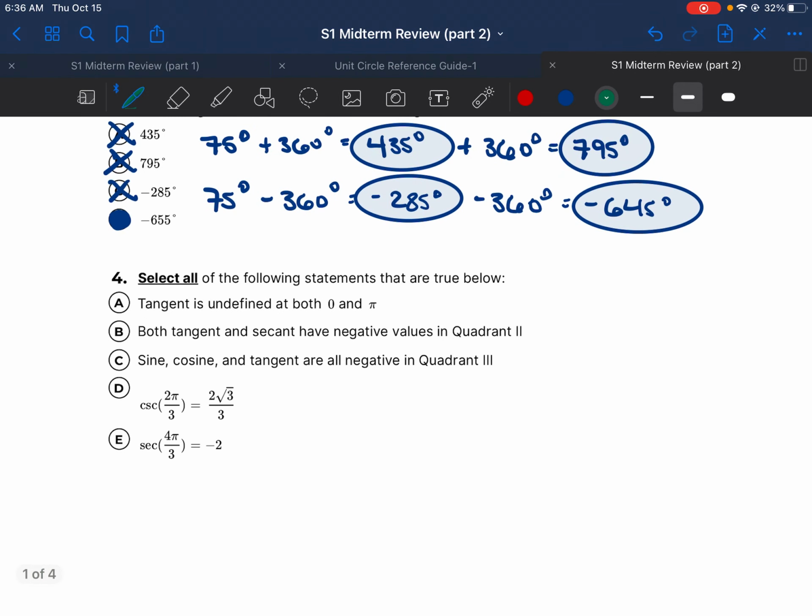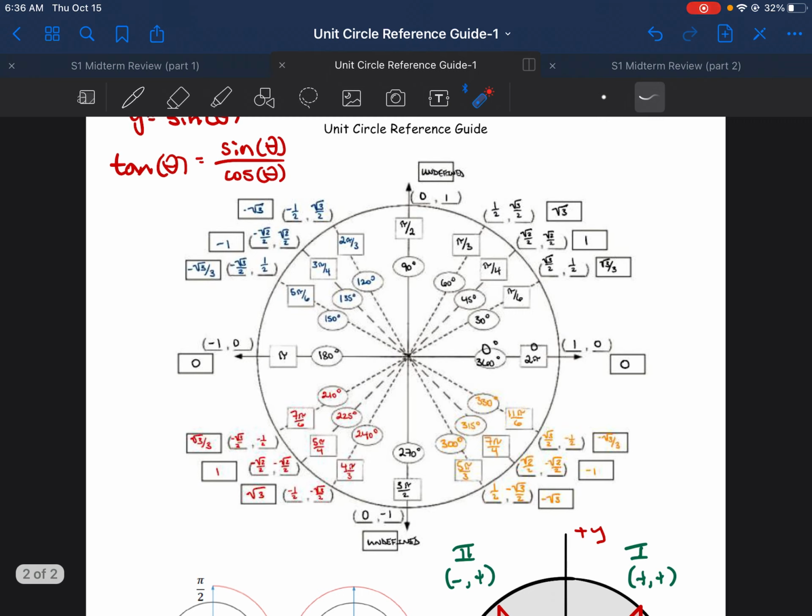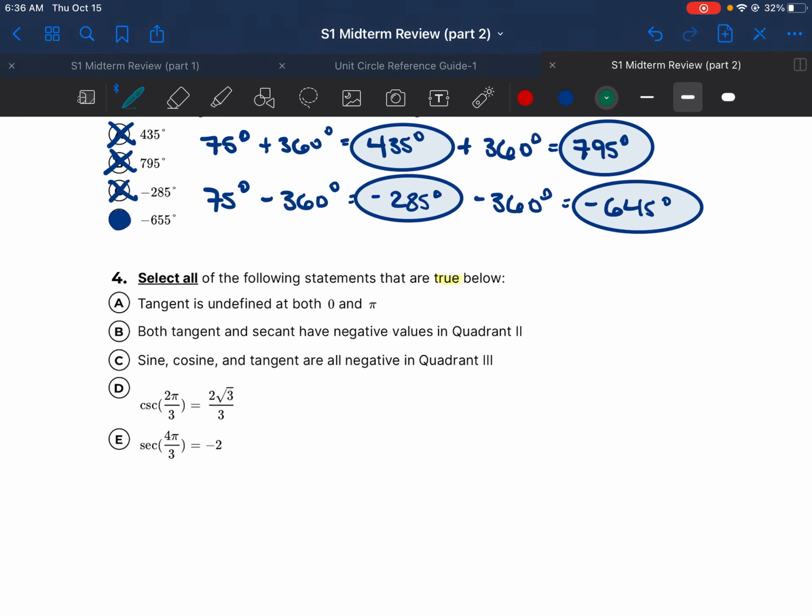In problem number 4, we want to select all the following statements that are true. All of these statements are going to come directly from our unit circle, so have your unit circle ready. Statement A says tangent is undefined at both 0 and pi. Well, looking at my unit circle, notice that the values in the rectangles represent the tangent values. And the undefined tangent values happen at pi over 2 and 3 pi over 2. So this statement would be false.